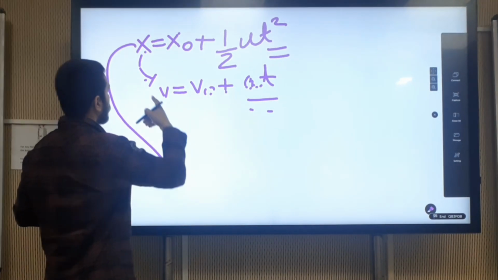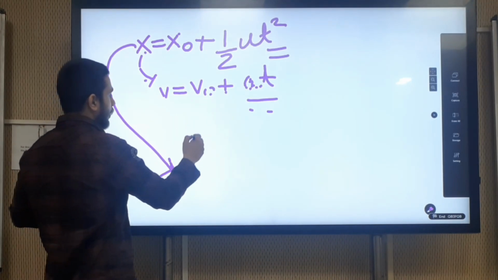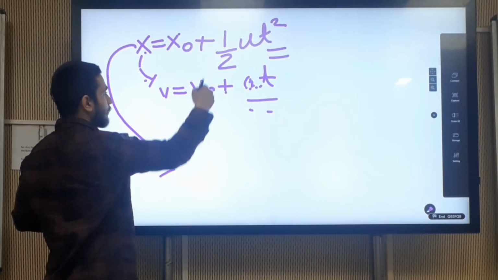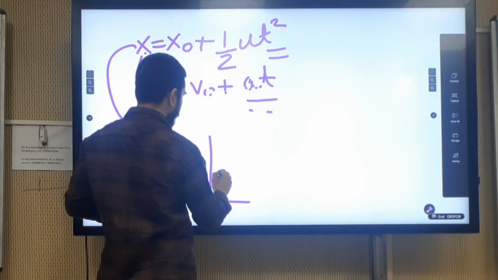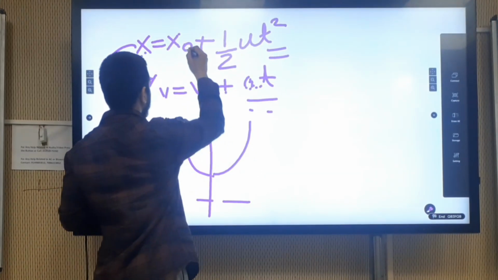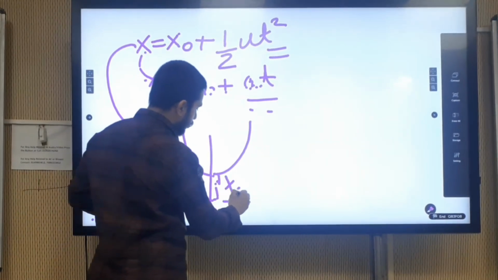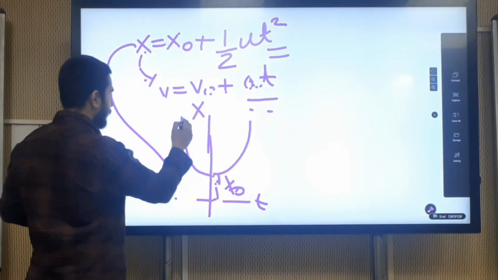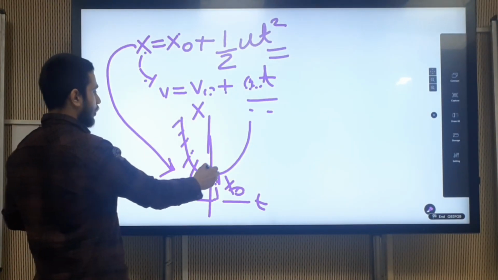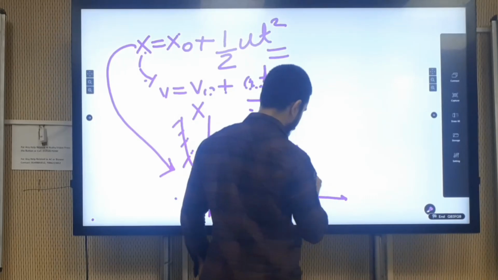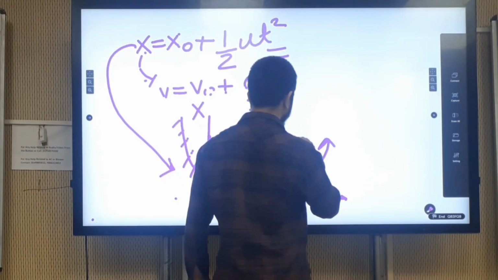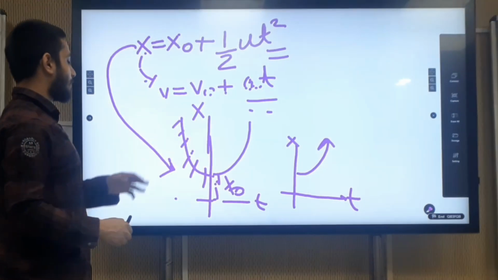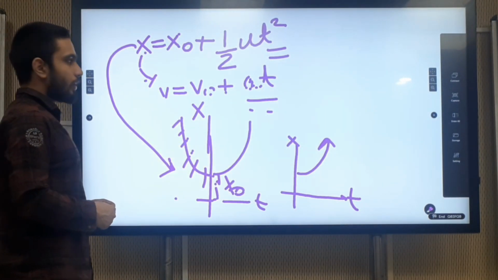Suppose this is the equation. For x equals half at square, the graph is an upward parabola, but x naught is added, so it starts at x naught. T cannot be negative, so that part cannot be there. Only this part of the graph remains, x versus t.